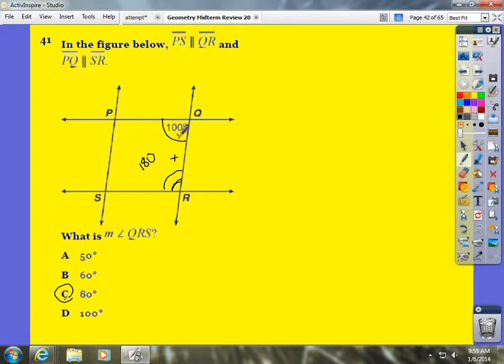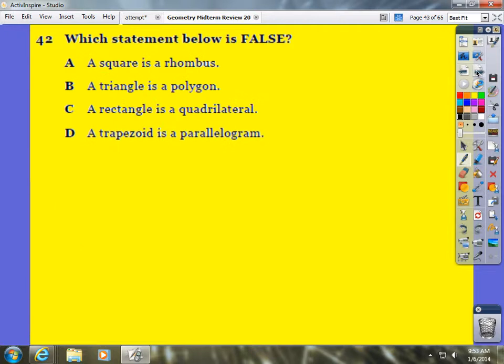Which statement below is false? Square is a rhombus? Nope, that's true. A triangle is a polygon. It's a closed figure with straight sides. So no, that's true. A rectangle is a quadrilateral. A rectangle is a four-sided figure, which is a quadrilateral. So that's true. A trapezoid is a parallelogram. Trapezoid, those two sides are not parallel. So that's not a parallelogram, which means D is the false statement.